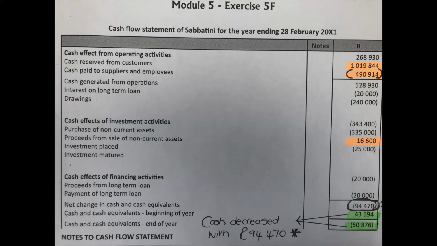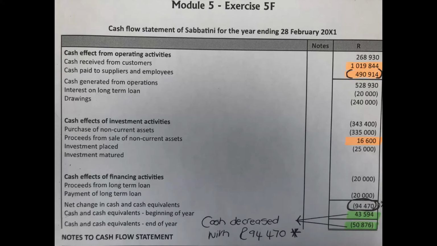All right, if you just look at that 335,000, what we paid for the assets that we bought, and the investment also increased. That was also money that went out of the business. So that is why if you see that 335,000 and the 25,000, and the only inflow of cash into the business was that 16,600 for the assets that were sold during the year. Okay, so that is why it was a net outflow of cash from investing activities of 343,400.